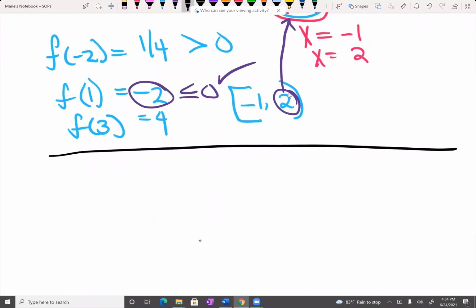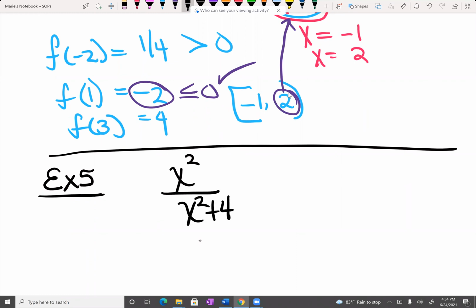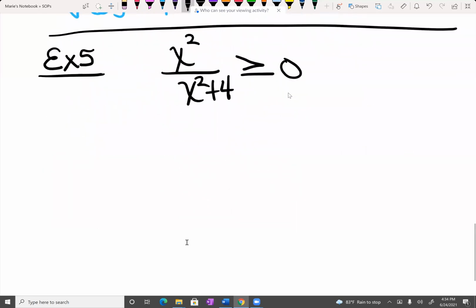Okay, example 5. More of the same. They're asking us to solve. They're basically telling us, hey, I've got an x squared over x squared plus 4. And I've got several scenarios. I've got it where this is greater than or equal to 0. That's part A.